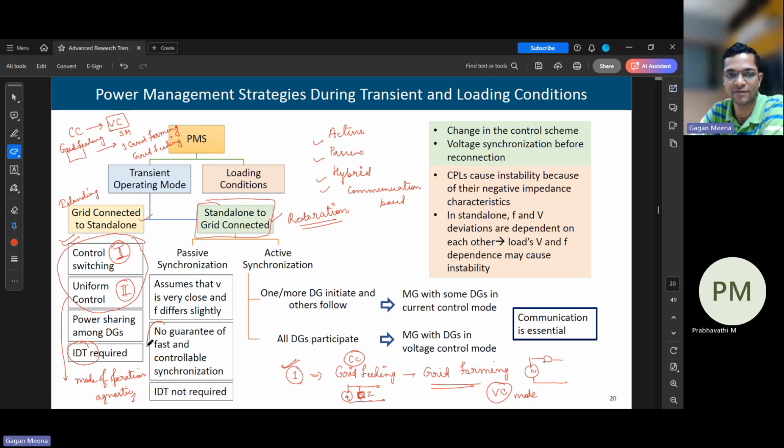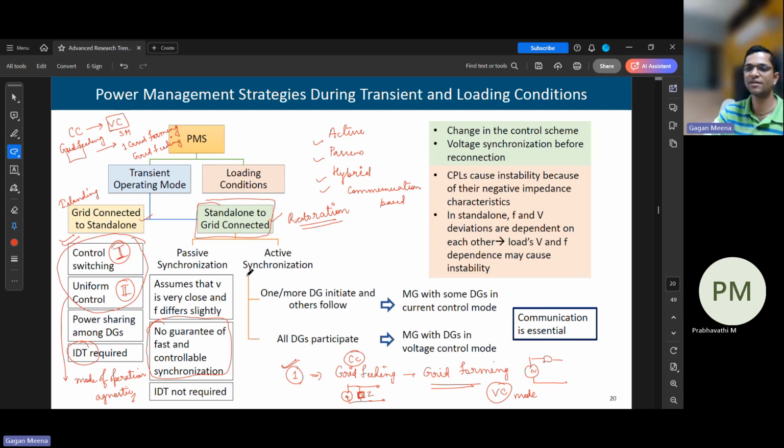This technique is not a fast technique and it is not that seamless either. There will be transients in this case. So here we cannot guarantee fast and controllable synchronization. And in this case, islanding detection is not required.